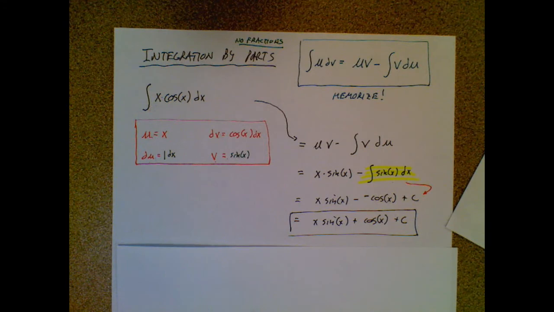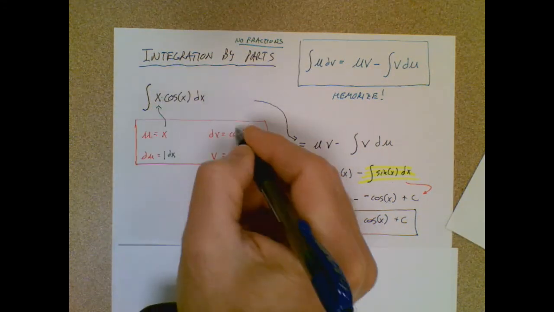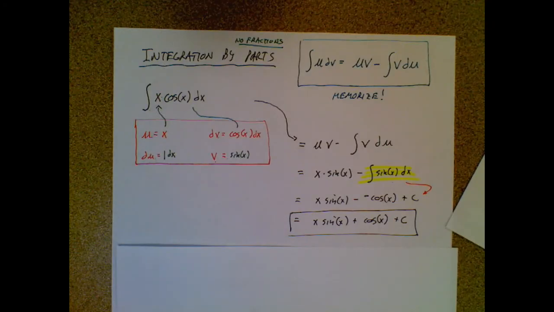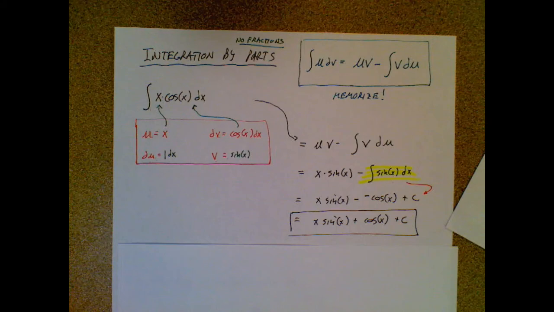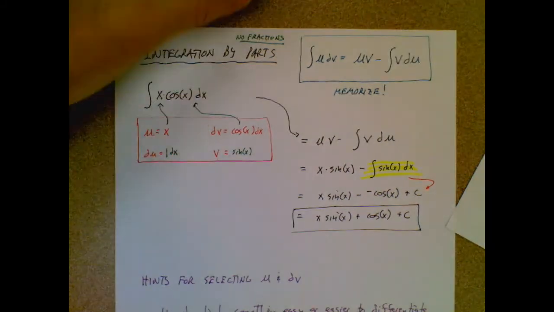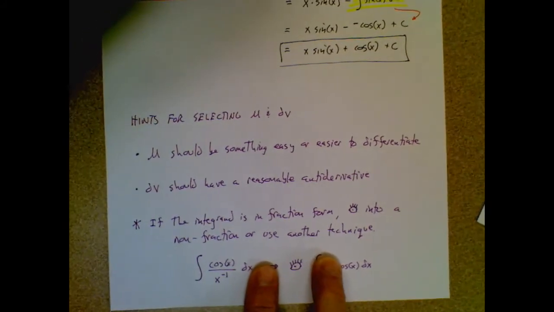So you should be asking, how did I know that was going to be my u and that was going to be my dv? Well, there's some tips, but it's still a little bit like U-substitution where it's educated trial and error. But here's a list of ideas for your brain.